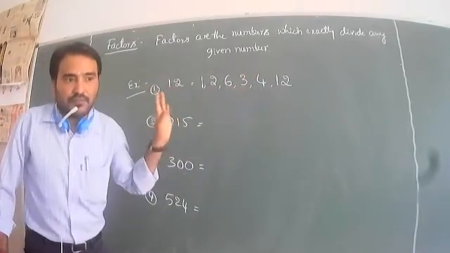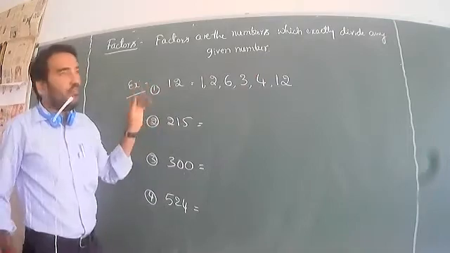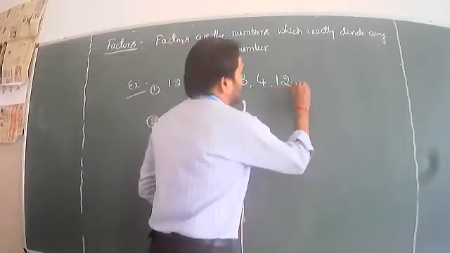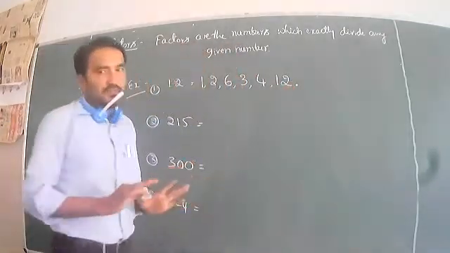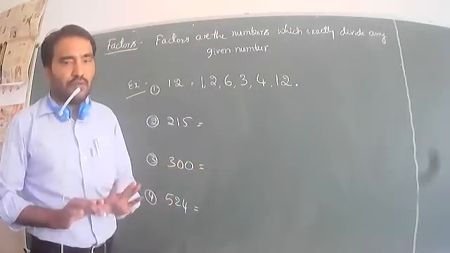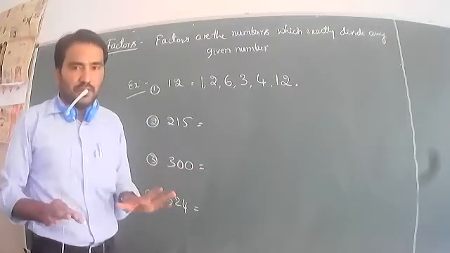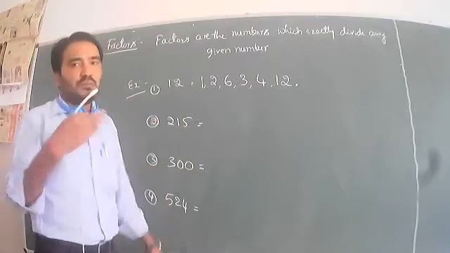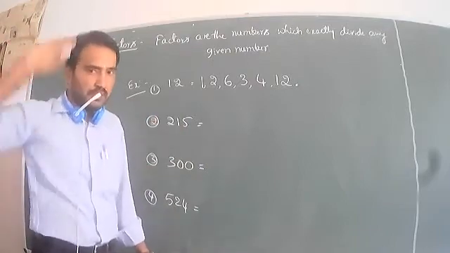Keep that in mind. Factors are limited, only a few. Multiples are unlimited. Whichever number we multiply, we get more and more multiples.